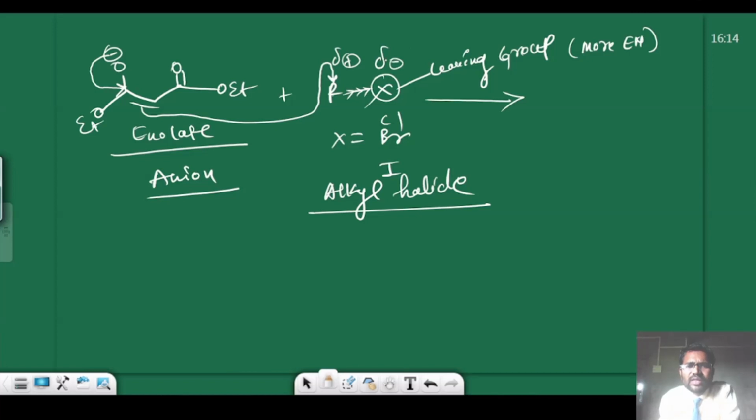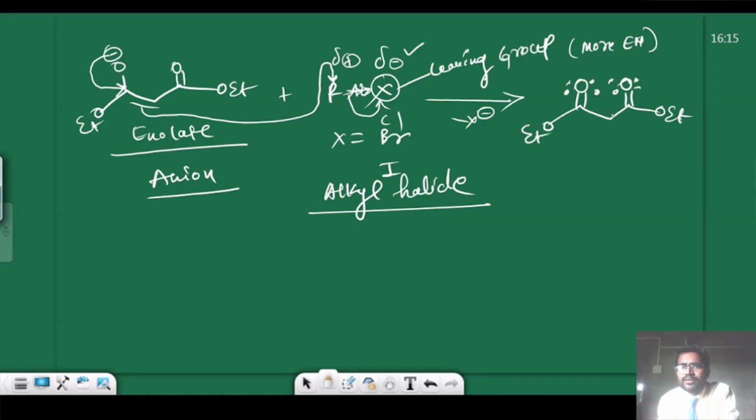When it pulls electron towards itself, there is a formation of delta minus charge on the halogen and delta plus charge on the carbon system. Now when we treat this enolate anion with this electrophilic alkyl halide, what will happen? This charge can come back like this and attack this electrophilic center, and this halogen will leave the reaction with the bonding electrons. There is a formation of this particular product over here.